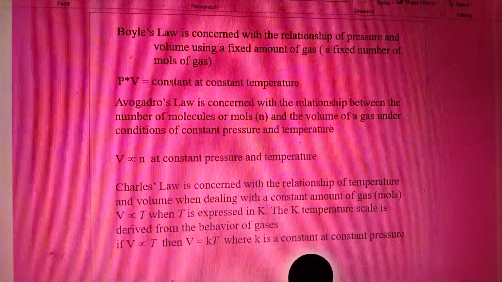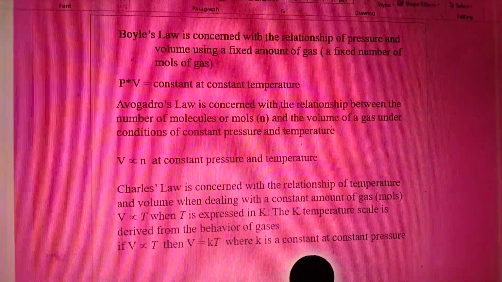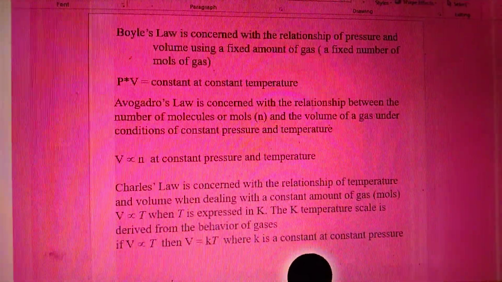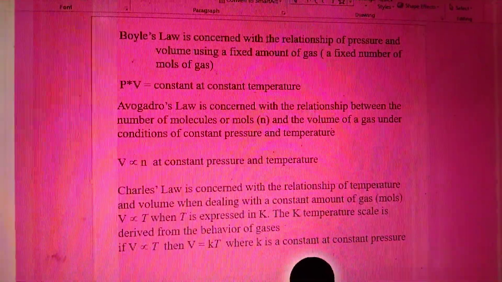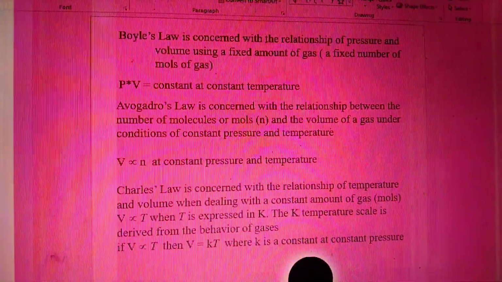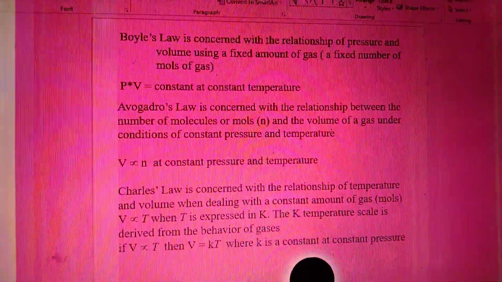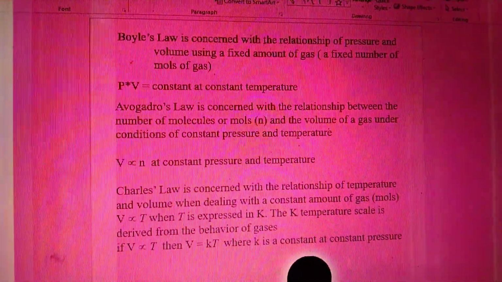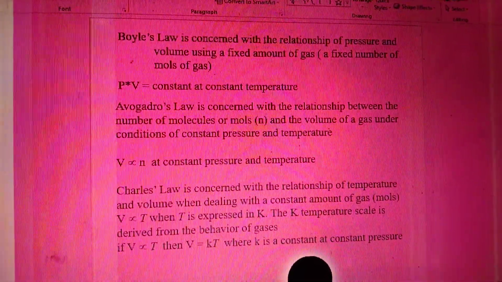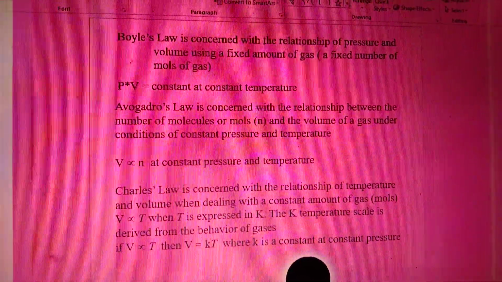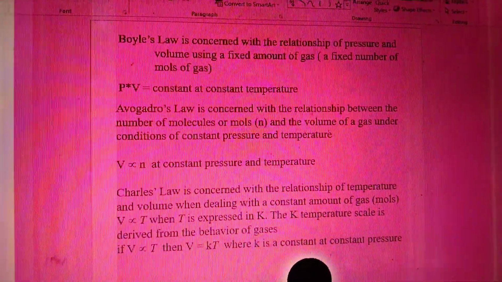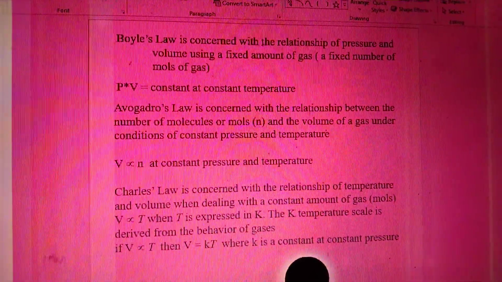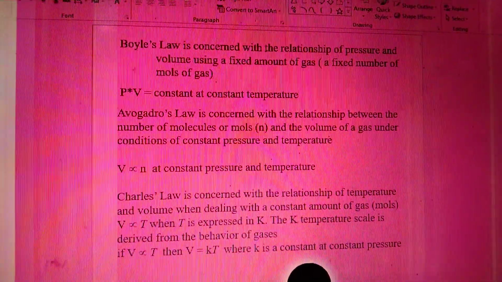Boyle's law. Boyle's law is concerned with the relationship of pressure and volume using a fixed amount of gas, or a fixed number of moles of gas. P and V are inversely related at constant temperature. Avogadro's law is concerned with the relationship between the number of molecules, or moles, symbol n, and the volume of a gas under conditions of constant pressure and temperature. V is proportional to n at constant pressure and temperature.